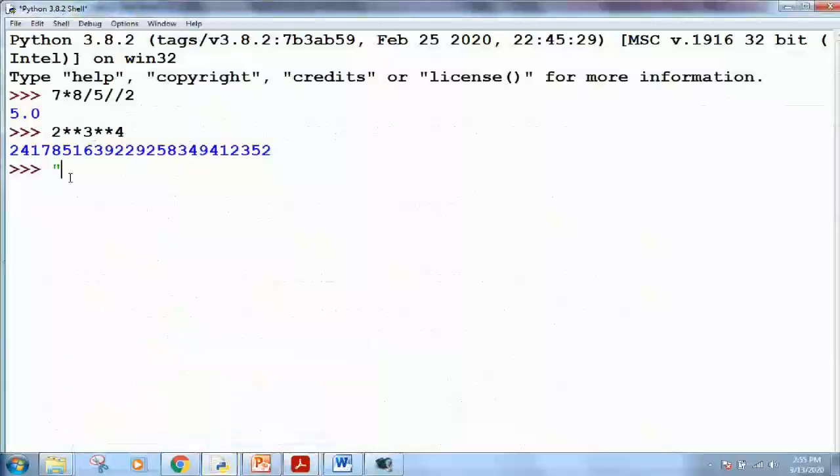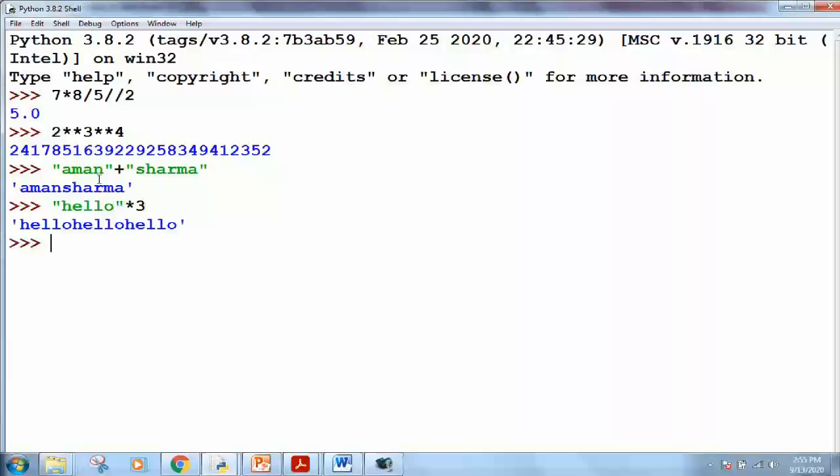Suppose this is a string, Aman, and then you add it with the string Sharma, then both strings will be joined like this. Similarly, if you write the string hello and use the replication operator star 3, this string will be replicated three times. Okay, this is the operator. So these are called string expressions, and plus is the concatenation operator. So have you understood this meaning?